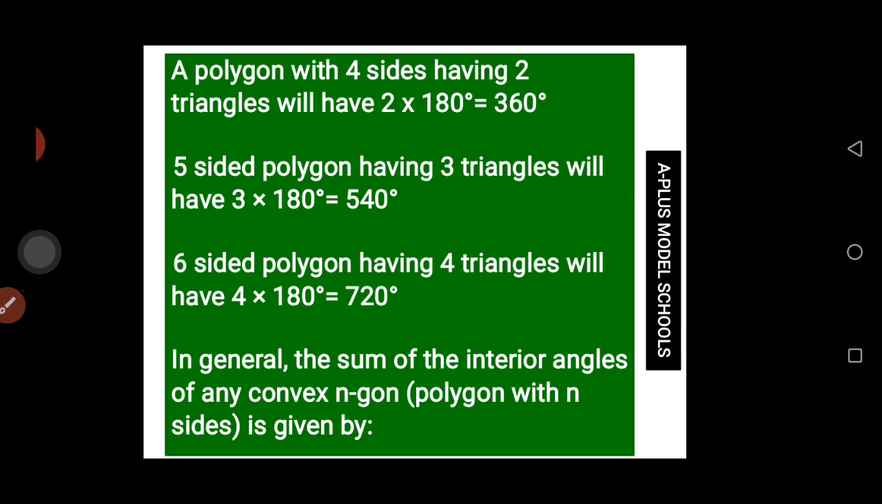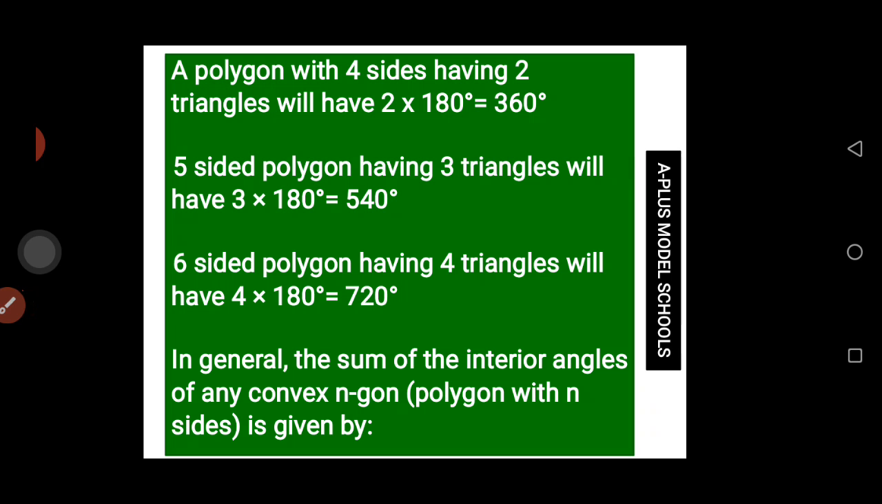Same thing happens if I have a shape that has 10 sides. Are we together? A shape with 10 sides is a decagon. So that will be 10 minus 2, which is 8. That will be 8 times 180 degrees, and you get your answer.